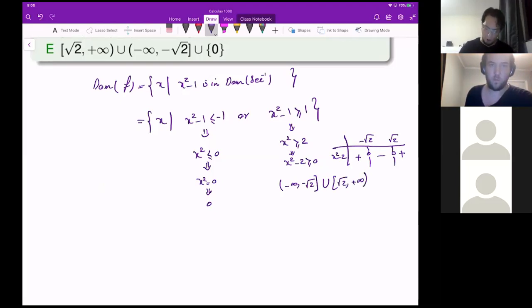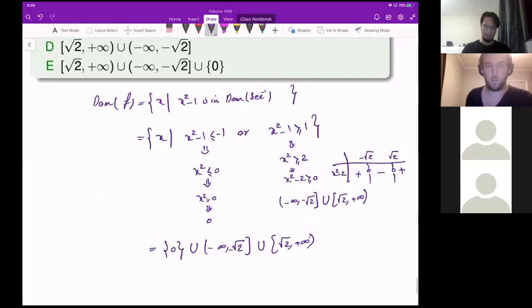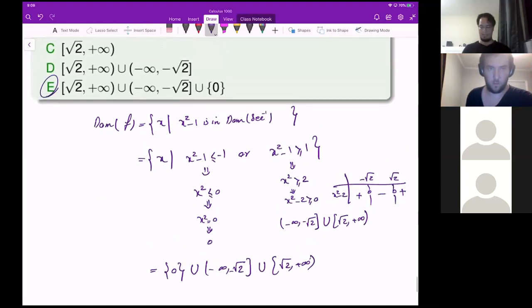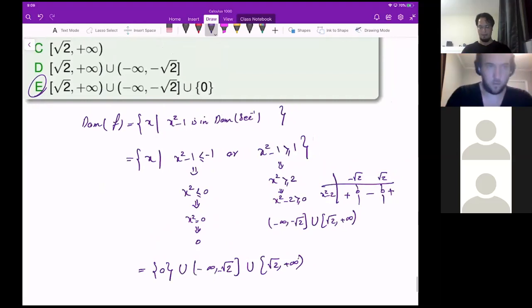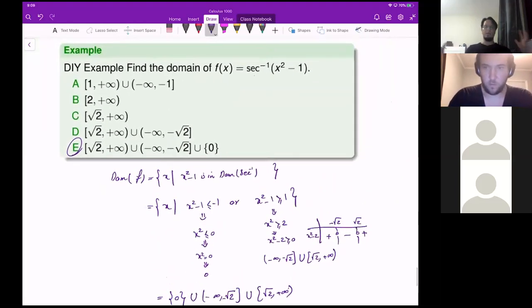So we are looking for all x's such that x is either 0 or it's less than or equal to -√2 or bigger than or equal to positive √2. And that is what we have here as E. So basically, this way you have all the domains and all the problems that we had for the other trigonometric functions, inverse trigonometric functions.